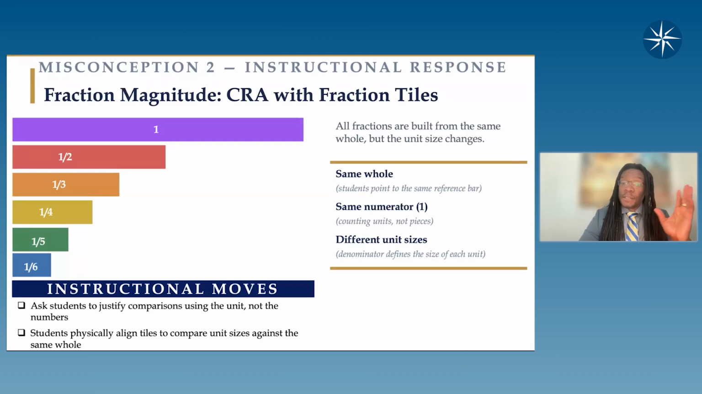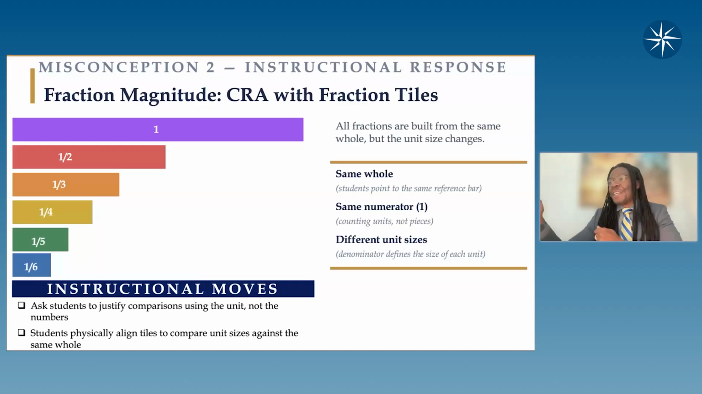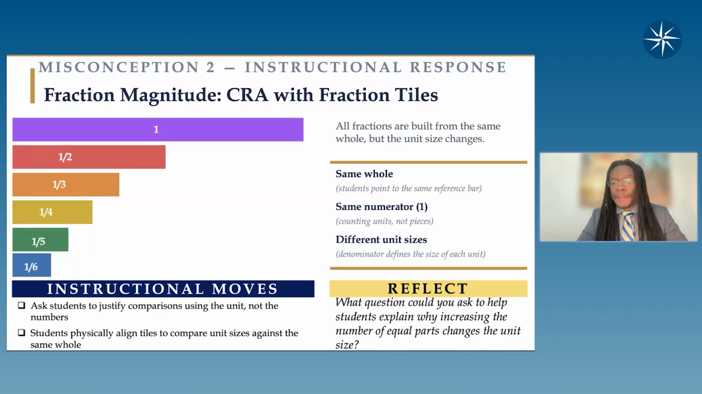So they are counting. In this situation, students point to the reference bar, the unit. Same numerator, one, everyone has the same numerator. They are not counting pieces; the unit sizes are different. The denominator defines the unit size. So the bigger the unit size, the smaller the fraction. The bigger the number of people that we have to share the pizza with, the smaller the piece that I would get, connecting it back to what we talked about earlier.